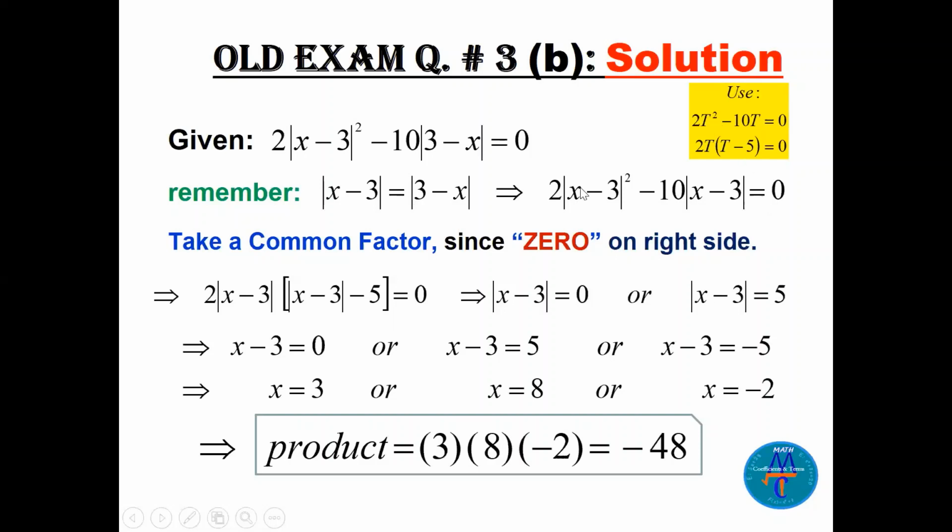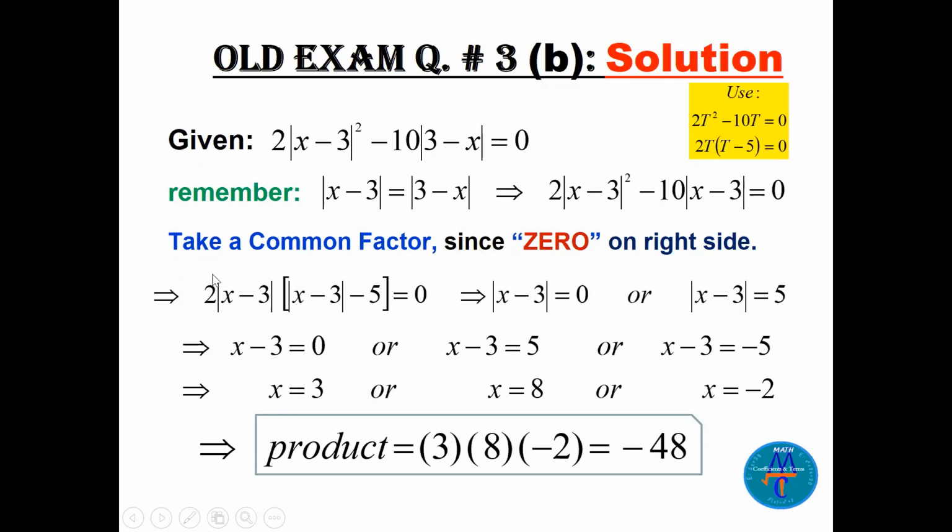Suppose we have 2t squared, see? You can also say let capital T be equal to absolute value of x minus 3. So this would be T squared. You can do that. I did not do it, but I'm reminding you, this is 2 capital T squared minus 10 capital T is equal to 0. I can take 2T outside, T minus 5. This is what I did here, but I used the absolute value as the common factor.